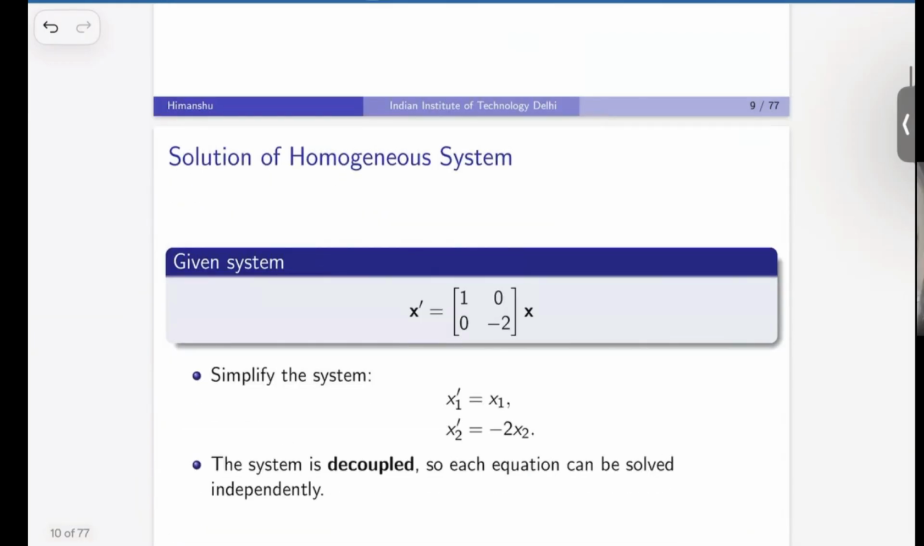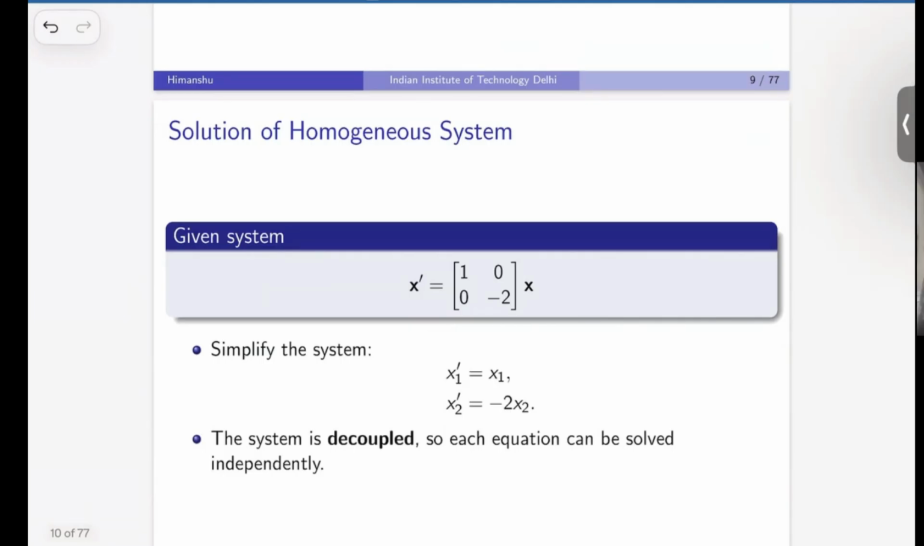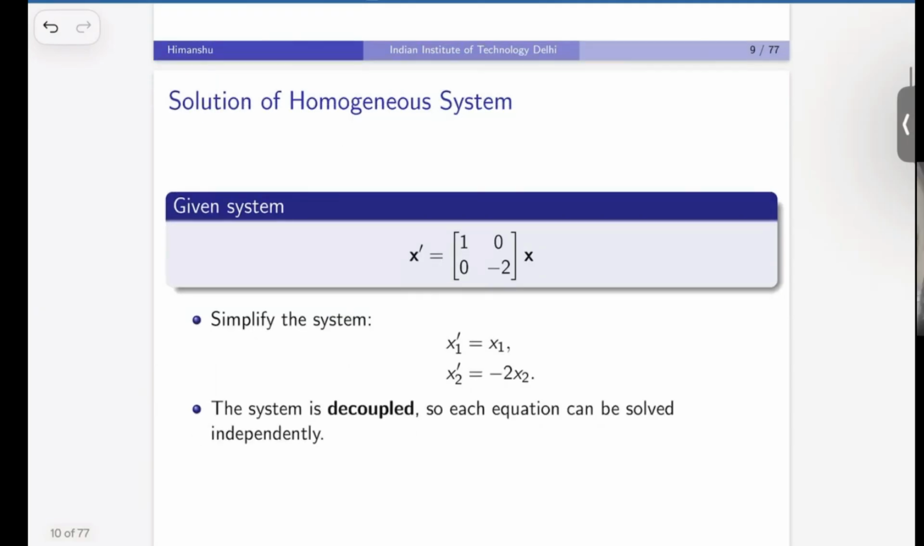So here is one example that I have written here. One way of solving the system of differential equations is through eigenvalues and eigenvectors. This we will see in the upcoming slides. And another way is, for example, we have the system in the matrix form. You just open it out and simplify the system. So what we are doing here.